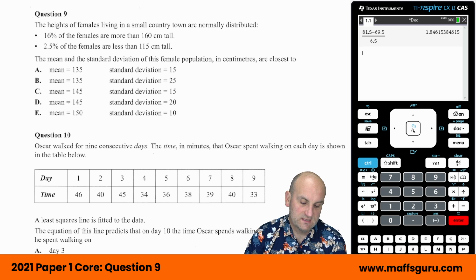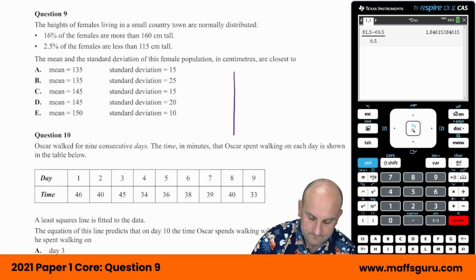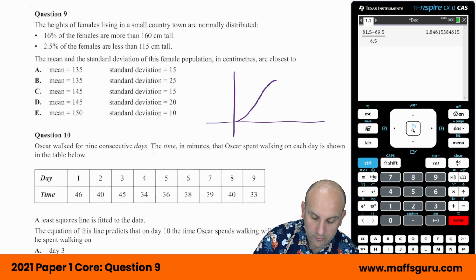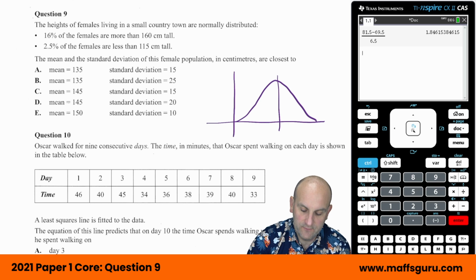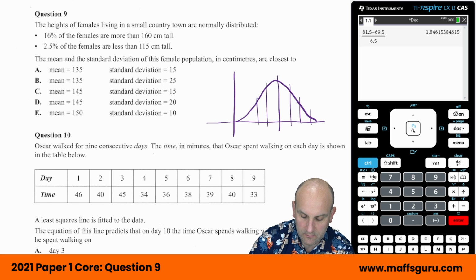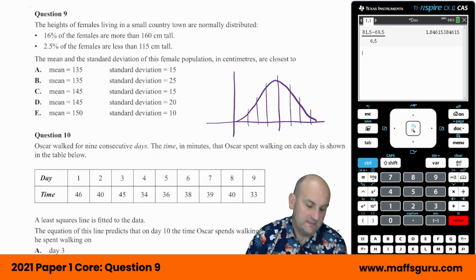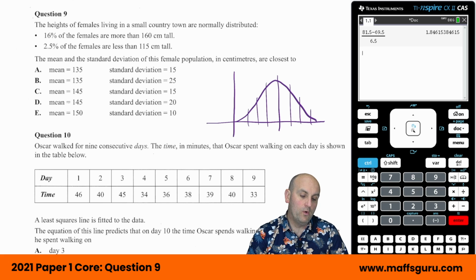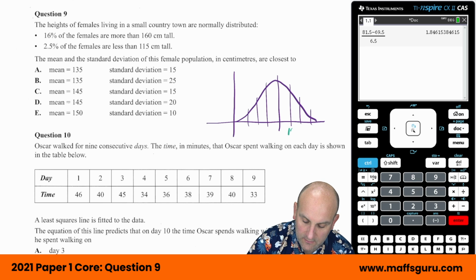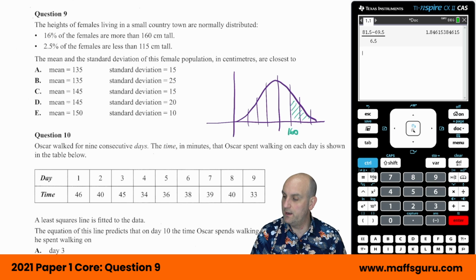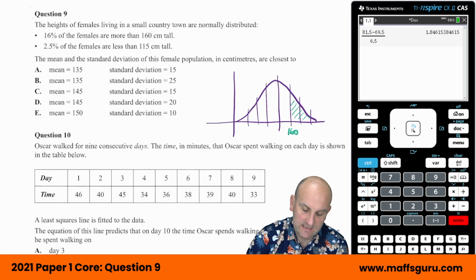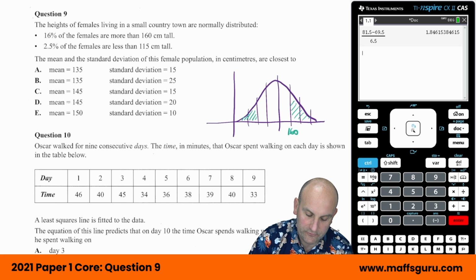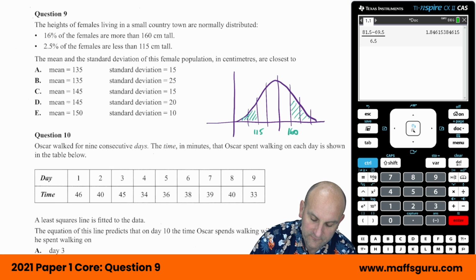The heights of females living in a small country town are normally distributed. So once again, I drew a normal curve. There we go. We knew that 16% of the females, I'm going to draw on my 3 sections here, 1, 2, 3. So it told me 16% of the females were more than 160 centimeters tall. So I now know that that line there, because that's 16% of my data, is 160. What next? 2.5% of the females are less than 115. So I know that that area there is 2.5%.